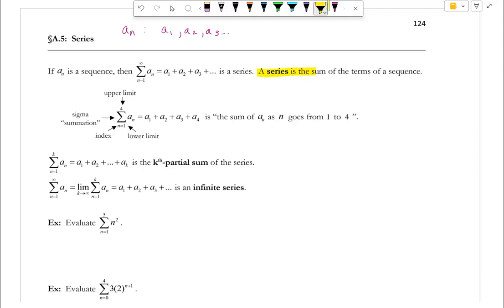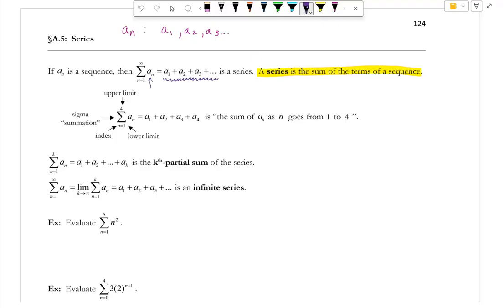So a series is the sum of the terms. A series is going to give us a value because we're going to add up all of our numbers from our sequence, all of our terms from our sequence. So if I have a series of some sequence a sub n, I'm just adding my first term, my second term, my third term, and so on.